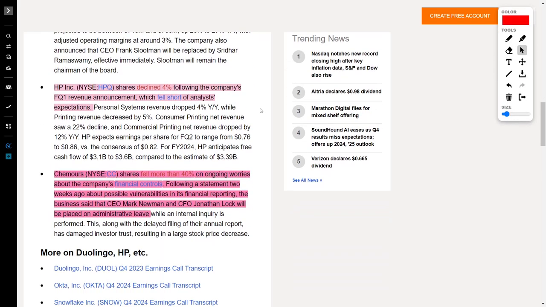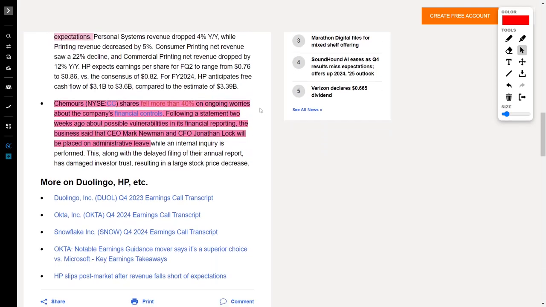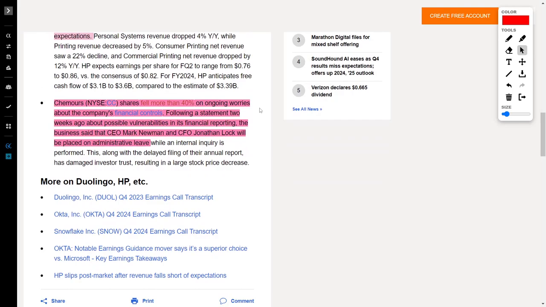Next up, we have HP, ticker symbol HPQ, which we touched on yesterday. Essentially, the company's quarter one revenue announcement fell short of analysts' expectations and investors did not want to hear that, so that's why the company is dropping in their share price. And then lastly, we have ticker symbol CC.